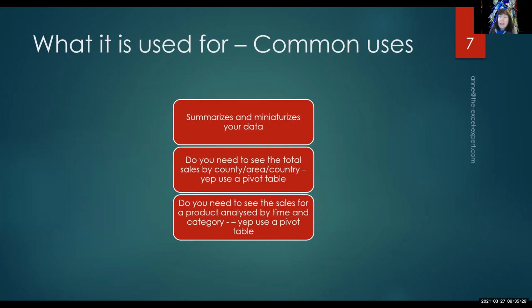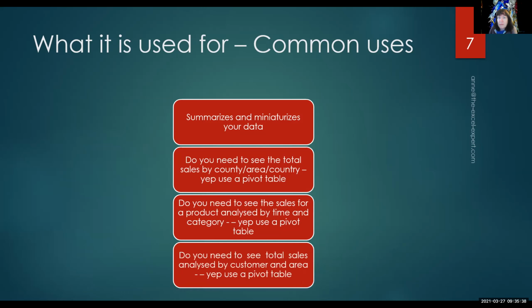Do you need to see the total sales by county, area, country? Yep, use a pivot table. Do you need to see the sales for a product analysed by time and category? Yep, use a pivot table. Do you need to see total sales analysed by customer and area? You've guessed it, use a pivot table.